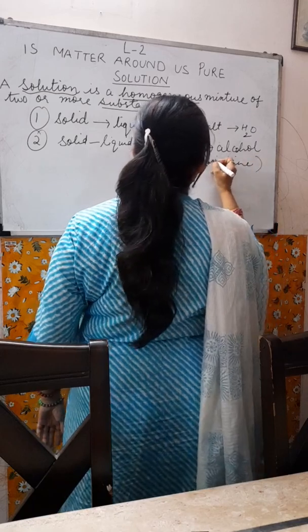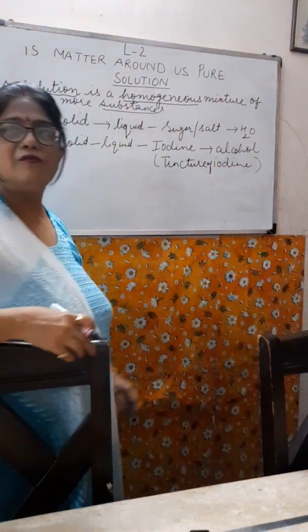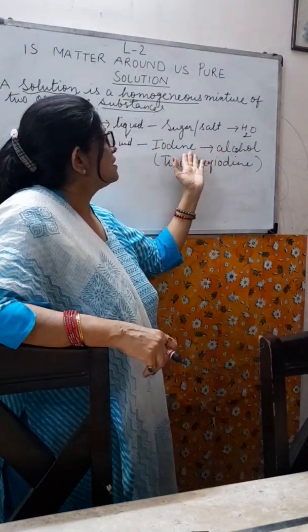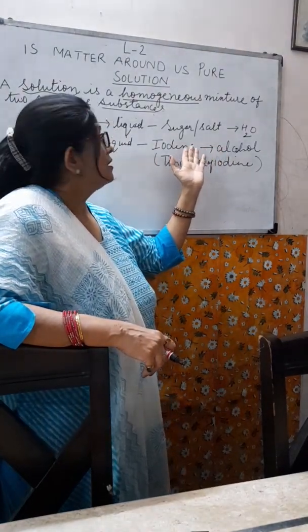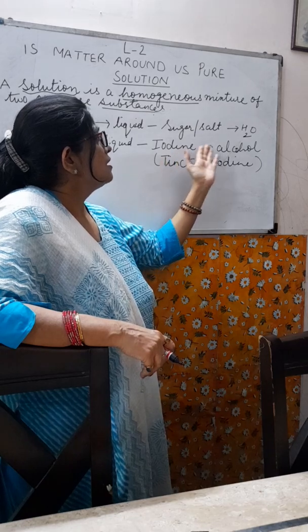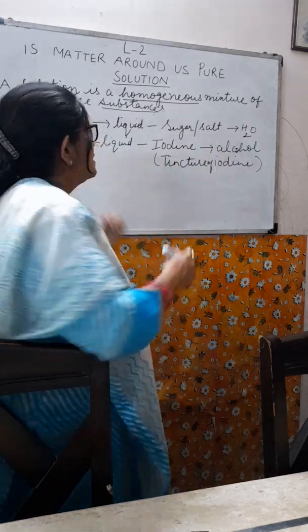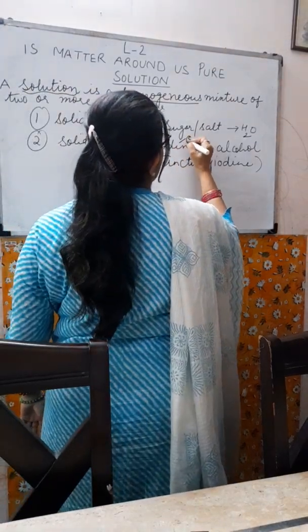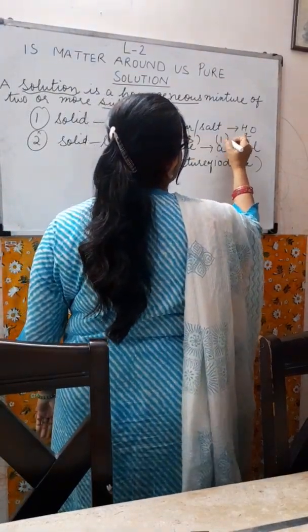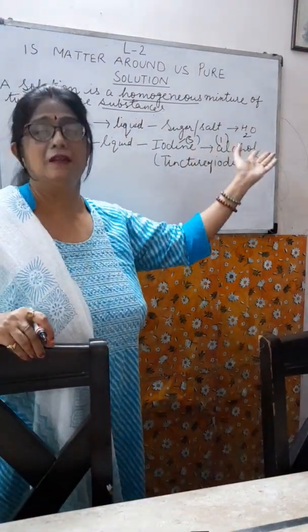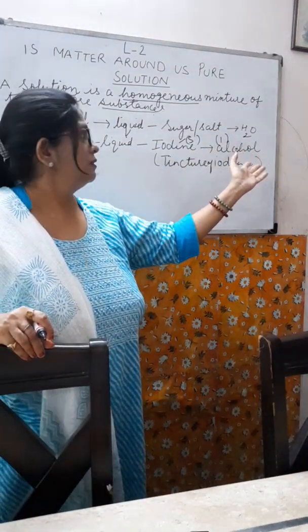टिंचर ऑफ आयोडीन, आपने नाम सुना होगा ना, जो दवाई मेनली wounds पर लगाई जाती है. So this is tincture of iodine. This is what type? In which iodine, a solid, is dissolved in alcohol, a liquid, and iodine is solid and alcohol is in liquid form. So this tincture of iodine is also a solid in liquid form of solution.